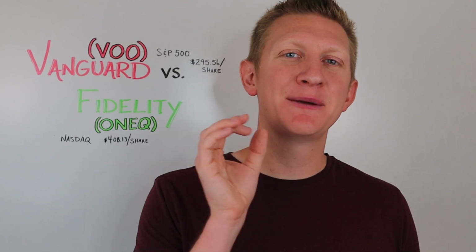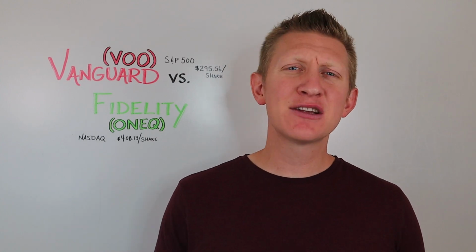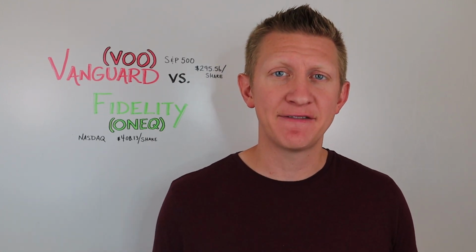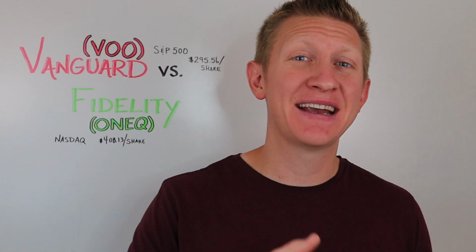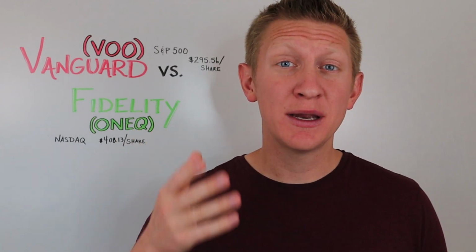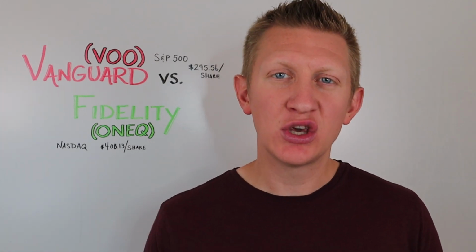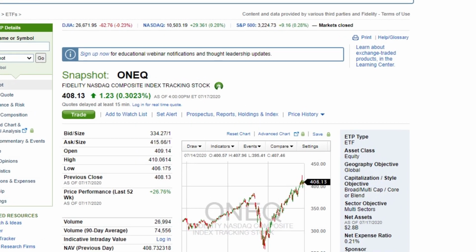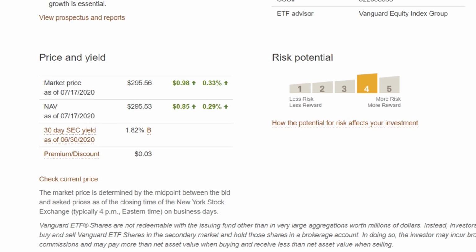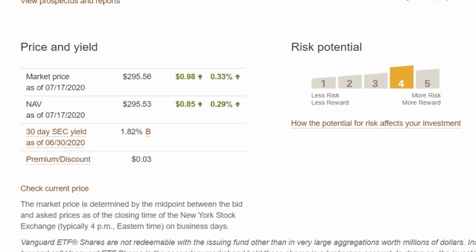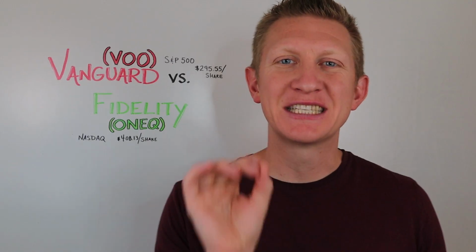For starters here, let's talk about the price per share for each of the ETFs. Now, the value of an exchange-traded fund is based on the underlying value of the investments in the ETF. And while the NAV, or the net asset value of the investments in that ETF, is calculated every day at the end of the business day, you can purchase an ETF at any point throughout the day. The share price for ONEQ as of the end of trading this past Friday is $408.13. Whereas for Vanguard's S&P 500 ETF, VOO, the price per share as of July 17th, 2020, is $295.55.